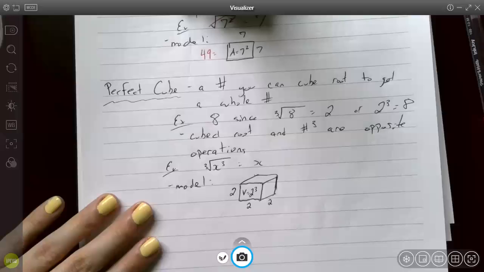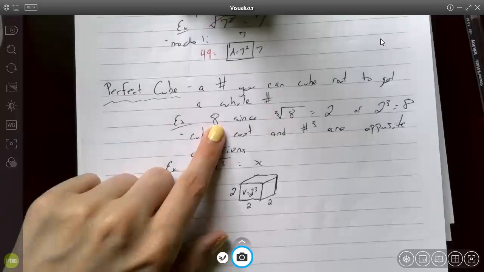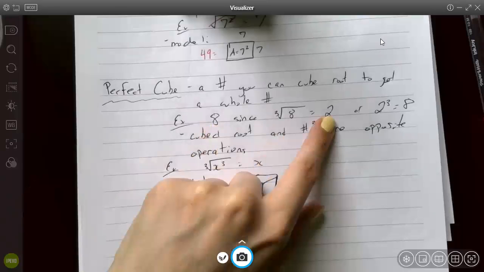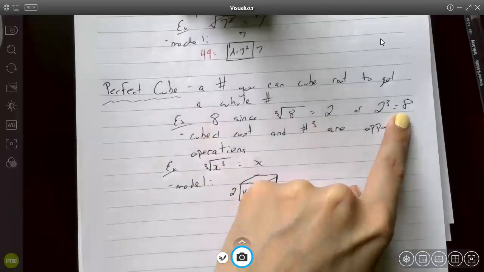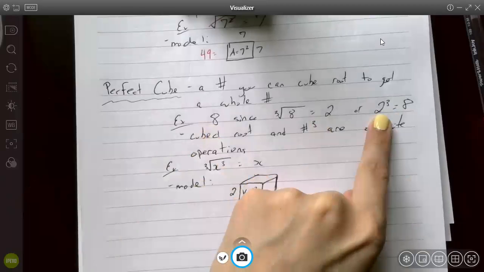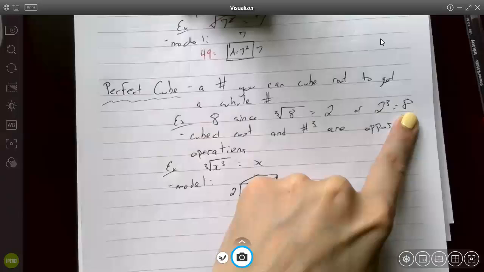Okay, perfect cubes work much the same way. A perfect cube is a number that you can cube root and still get a whole number. So for instance, 8 is a perfect cube because we can take the cube root of 8 and get a whole number. The cube root of 8 is 2. Another way of saying that is that we can cube a whole number and get our perfect cube. So if we take 2 and cube it, 2 cubed is 8, so 8 is a perfect cube.